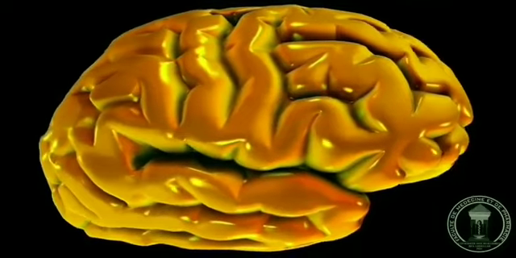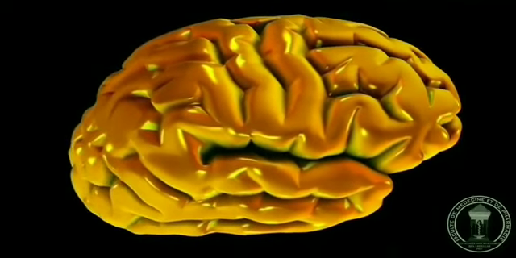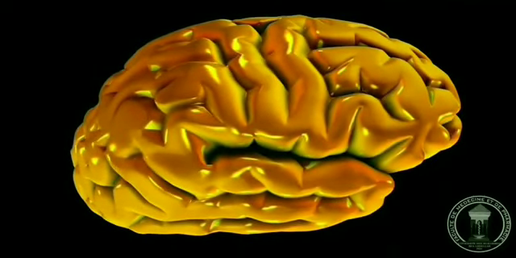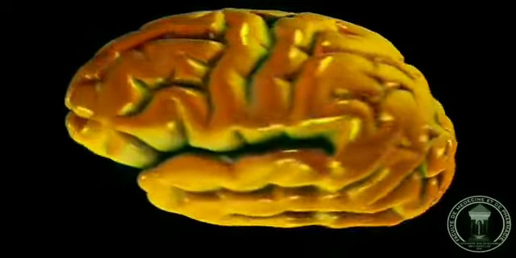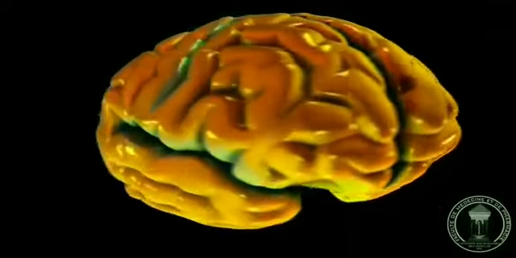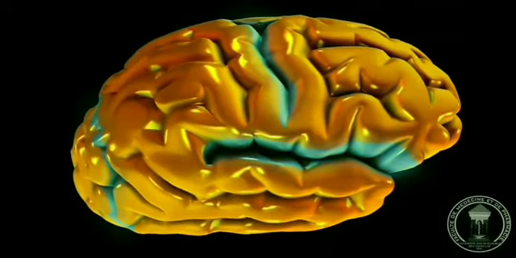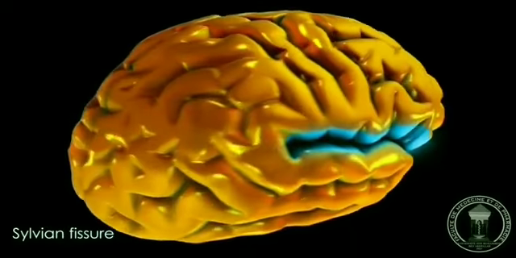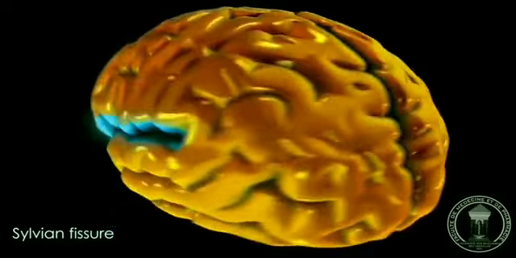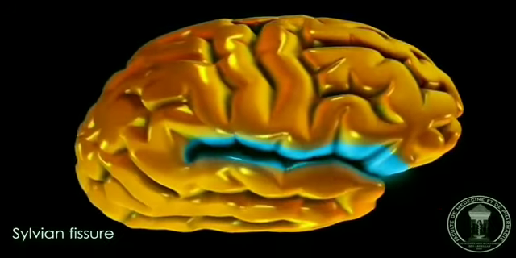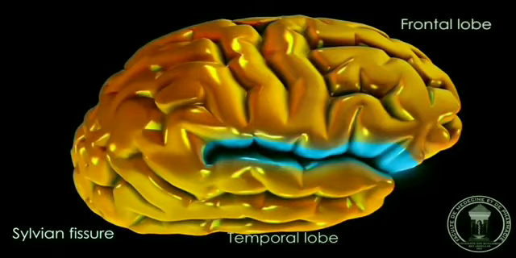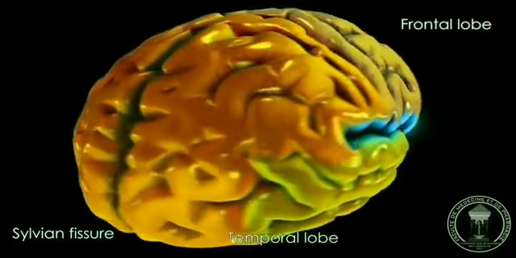Each cerebral hemisphere is further divided into 4 main lobes by 3 deep sulci. These are the lateral or sylvian sulcus. It demarcates the temporal lobe from the frontal and parietal lobe.